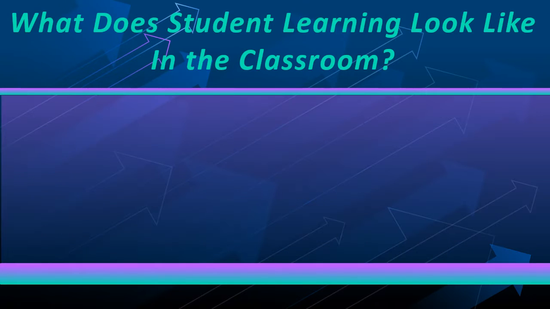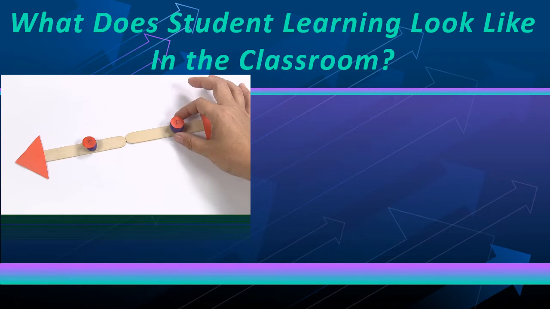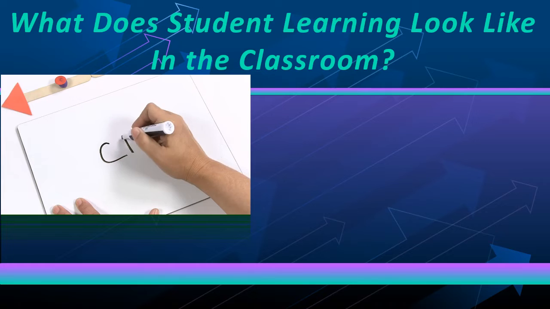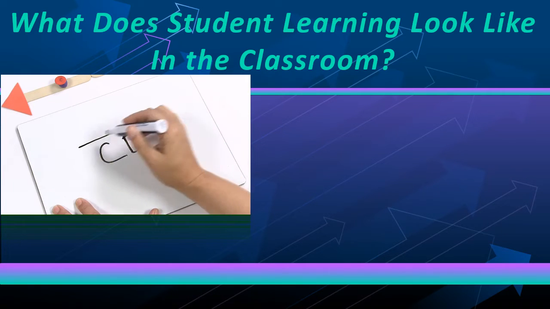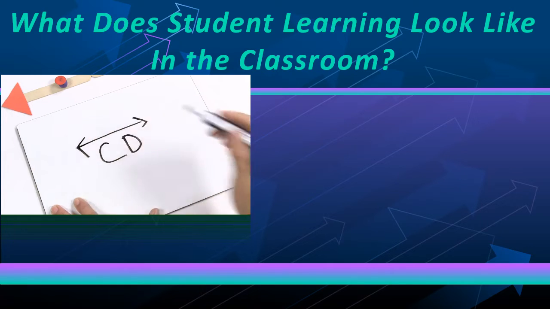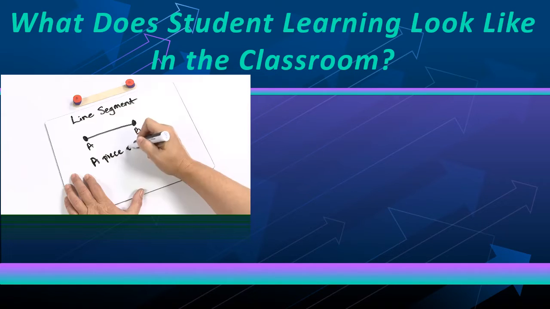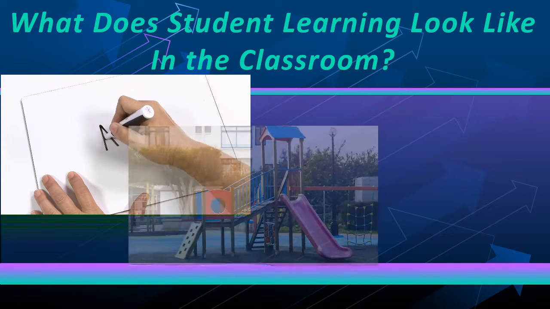What does student learning look like in the classroom? In this first example, we see the student has made the points C and D and placed them on the line that is created out of the popsicle sticks with the arrows, recorded this in their journal, and then showing that they can do it with the correct mathematical symbols. Another thing you might see is in this case, the student made a line segment AB and is then able to record that in their journal with the correct definition.